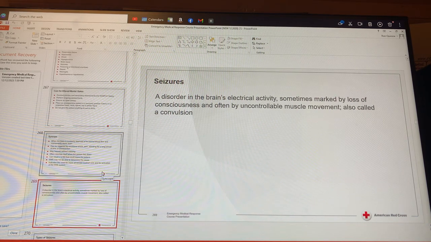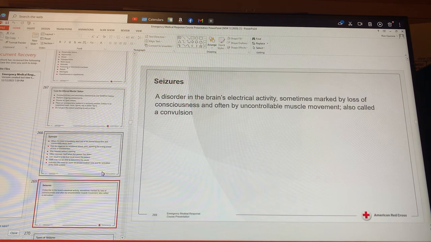Seizures. When the normal functions of the brain are disrupted by injury, disease, fever, infection, metabolic disturbances, or conditions causing a decreased oxygen level, a seizure may occur. The seizure is a result of abnormal electrical activity in the brain and causes temporary involuntary changes in body movement, function, sensation, awareness, or behavior. A disorder in the brain's electrical activity, sometimes marked by a loss of consciousness and often uncontrollable muscle movement, also called a convulsion.